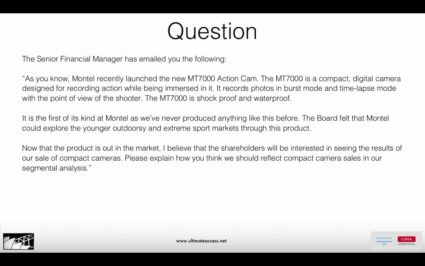As you know, Montel recently launched the new MT7000 Action Cam. The MT7000 is a compact digital camera designed for recording action while being immersed in it. It records photos in burst mode and time-lapse mode with the point of view of the shooter. The MT7000 is shockproof and waterproof. It is the first of its kind at Montel, as we've never produced anything like this before. The board felt that Montel could explore the younger, outdoorsy, and extreme sport markets through this product.